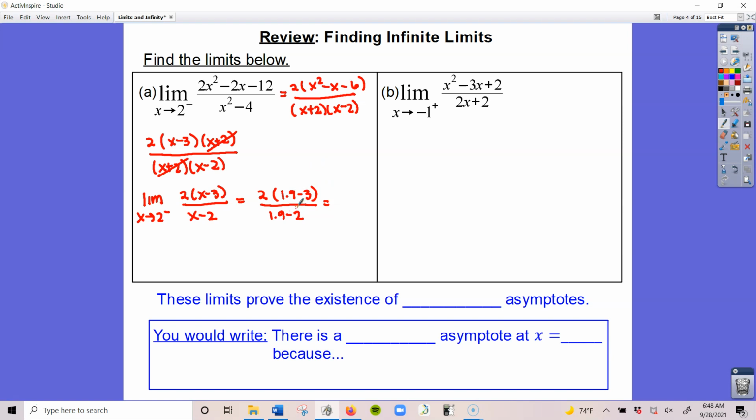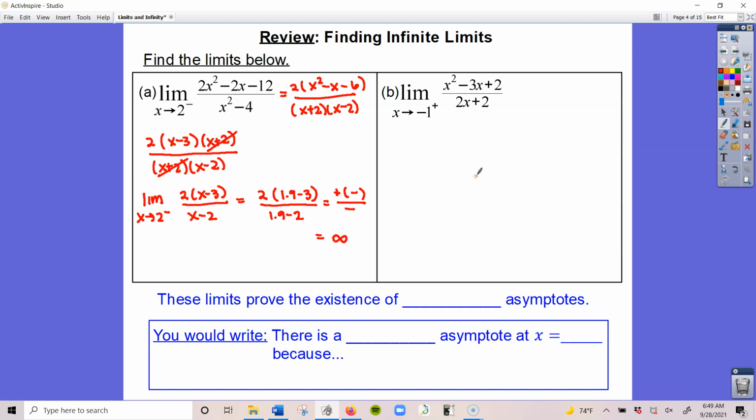So we're trying to test for the signs. So the 2 here is a positive number. 1.9 minus 3 is negative over 1.9 minus 2, which is negative. What we end up with is a positive times a negative, which is negative, divided by a negative would give me positive, so my answer would be positive infinity.